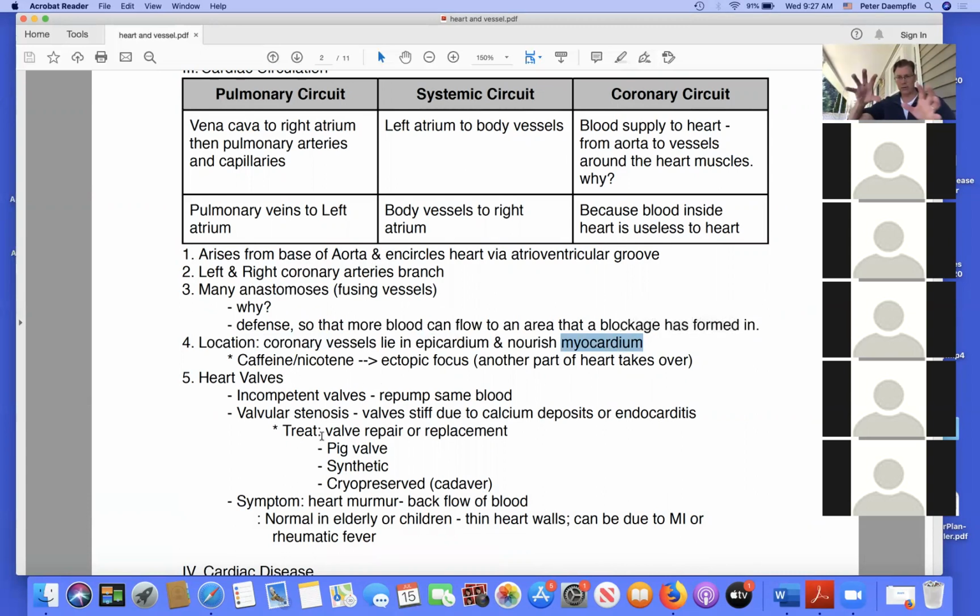All right, I just want to emphasize that is the coronary circuit. The vessels are known as your coronary arteries, and they supply blood to the heart muscle from the aorta. I repeat, the coronary circuit is supplying blood to the heart muscle from the aorta. When you get a heart attack, it's the coronary artery that is blocked and does not allow for that supply to go to the heart.